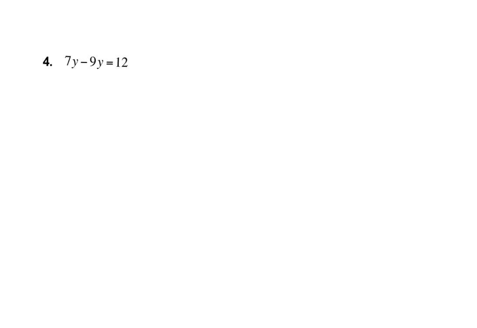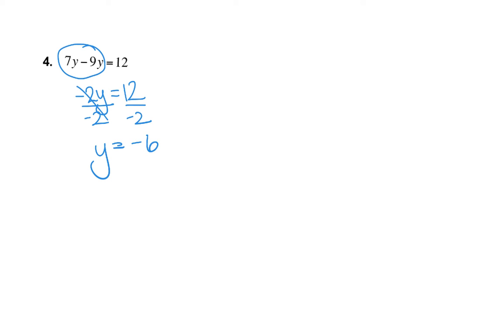All right, in our last one, we have 7y minus 9y is equal to 12. And again, this one, you can combine these like terms, so we need to do that first. 7y minus 9y is negative 2y is equal to 12. And now that negative 2 is multiplying, so I'm going to divide. And I'm going to then have y equal to negative 6.